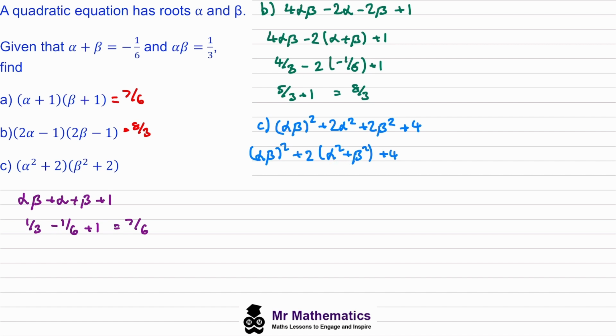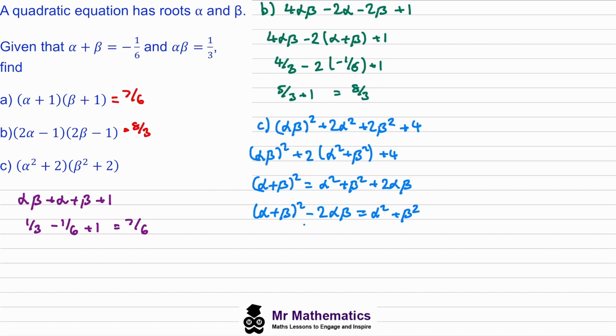The problem we have now is that we haven't been given alpha squared plus beta squared, but we can work this out separately. We know alpha plus beta all squared is exactly the same as alpha squared plus beta squared plus 2 alpha beta. So to work out alpha squared plus beta squared, all we need to do is move this 2 alpha beta to the left-hand side. So we get alpha plus beta all squared minus 2 alpha beta. And this will give us alpha squared plus beta squared.